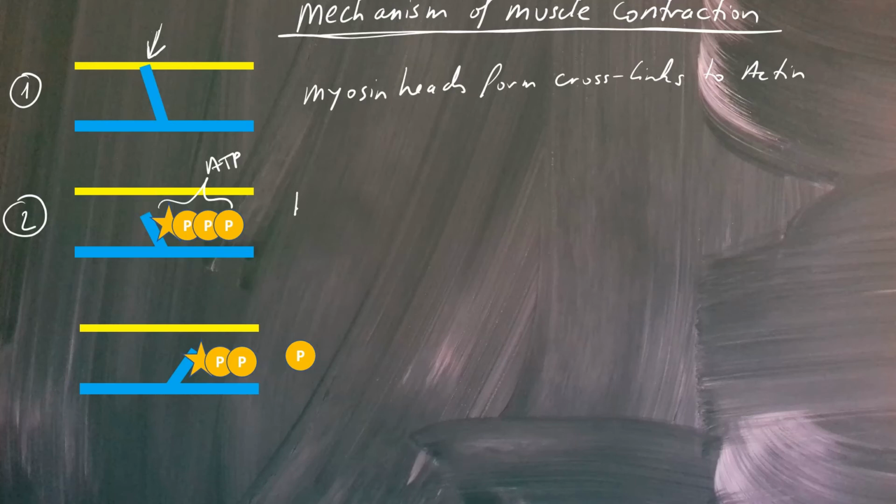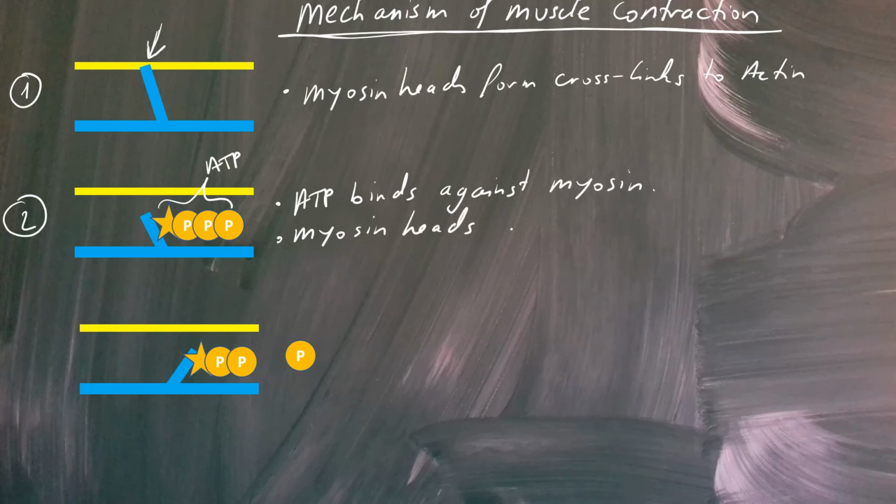So when ATP binds against the myosin, as a consequence, the myosin heads detach from the actin. Okay, you can see that actually, right?